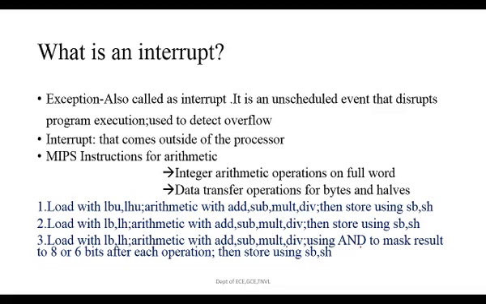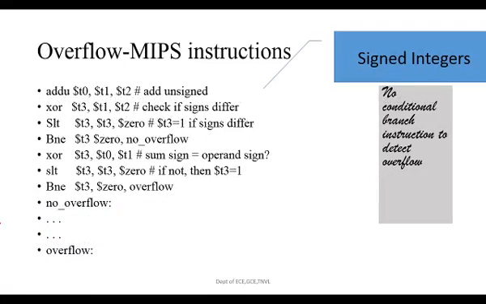So this is the AND operation. It is nothing but a bit pattern that sets the unwanted bits to 0. So we can use that pattern in order to mask the result to 8 or 16 bits after each operation. Okay. So AND is used for masking operations.